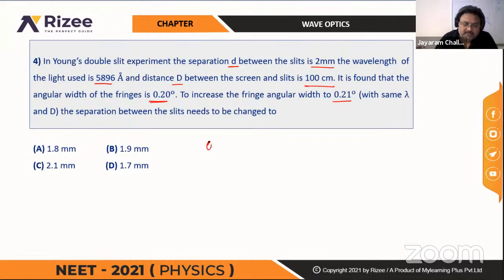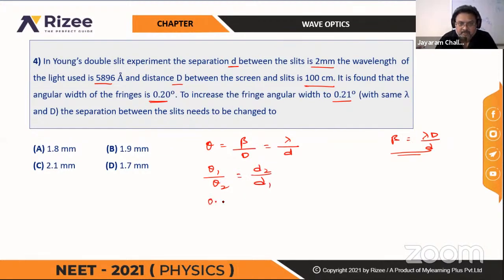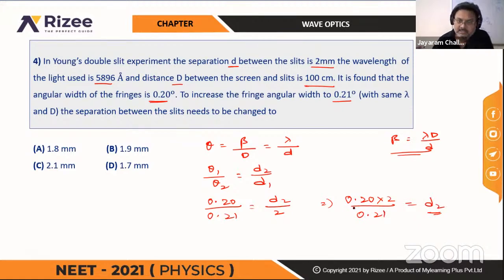Just as in the earlier case, theta is equal to beta by capital D. This is also equal to lambda by small d, since beta is equal to lambda into capital D by small d. From this relationship we can see that theta 1 by theta 2 is equal to d2 by d1. Theta 1 is 0.20, theta 2 is 0.21, so 0.20 by 0.21 is equal to d2, the value we need to find, by d1, whose value is 2 mm. So d2 is equal to 0.20 into 2 by 0.21. Okay, so these are your relationship keys. On solving this, obviously it will be less than 2, just less than 2.